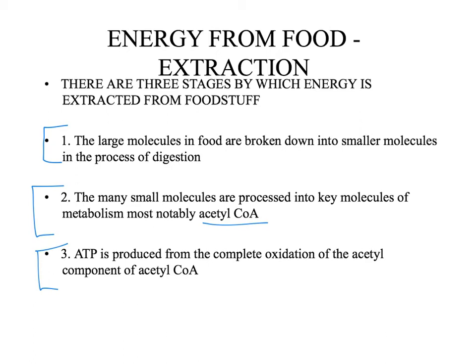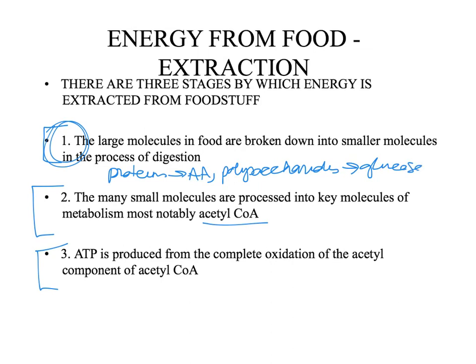So in the first stage, proteins are going to be hydrolyzed to amino acids, polysaccharides are going to be hydrolyzed to glucose, lipids are going to be hydrolyzed to glycerol and fatty acids. These are all things that we've seen in the past. So our proteins go to amino acids, our polysaccharides to glucose, and our lipids to glycerol and fatty acids.